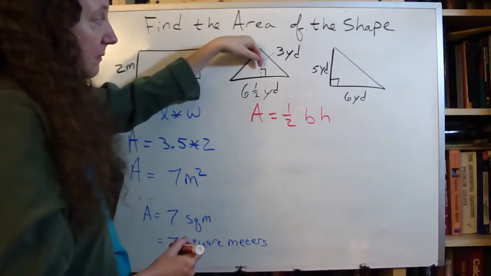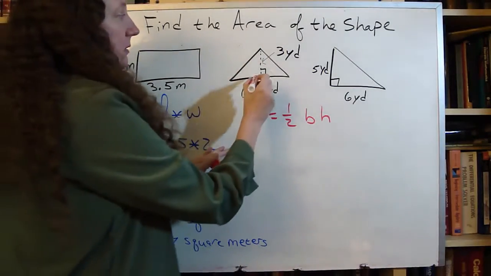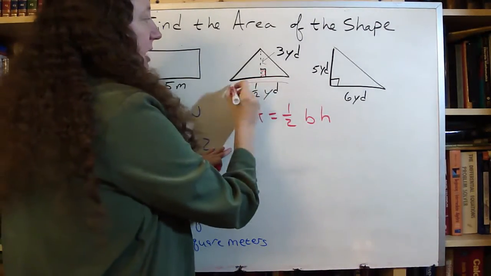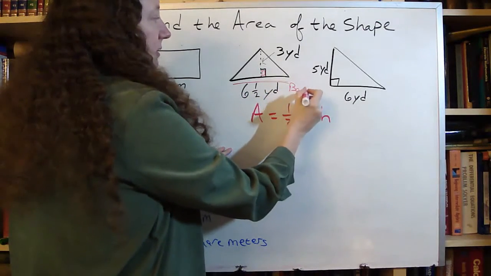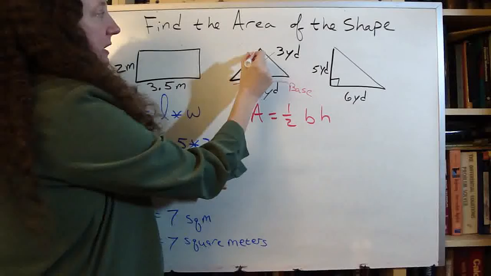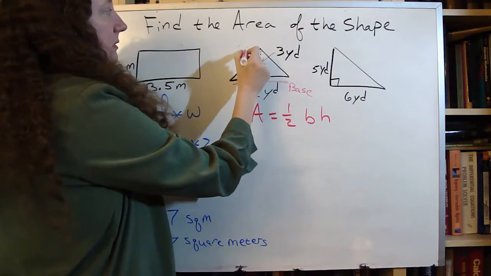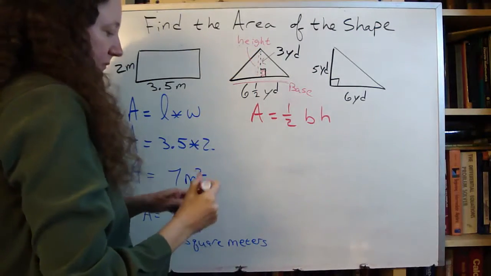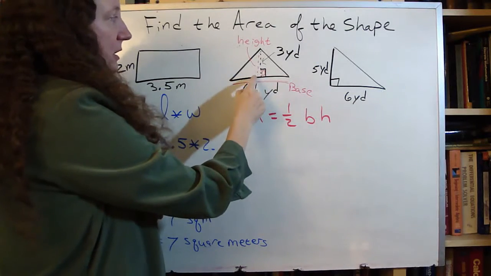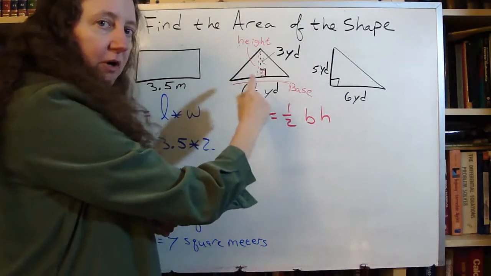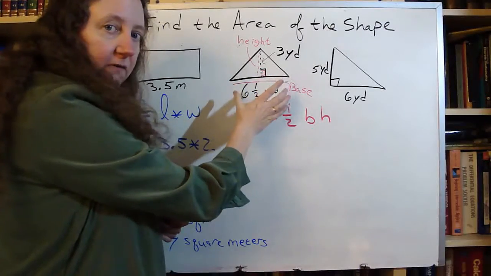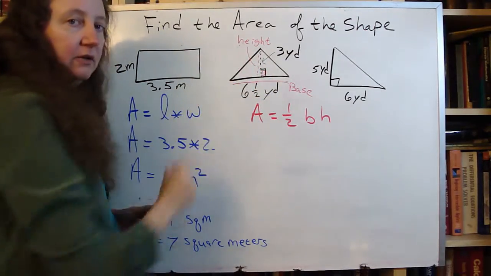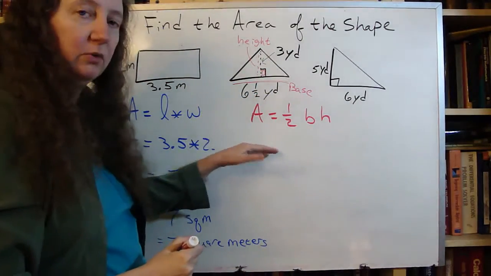How to figure that out? I look for that little square there. That is telling me that this line is my base. And the dotted line here is the height. Because I have that square there, that's telling me that the line that's actually part of the triangle itself is my base. And the dotted line is the height. So let's work this one out.